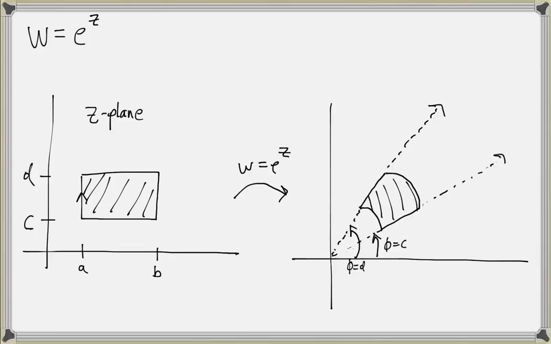So let's look at the corresponding images of the edges of the rectangular region. The edge going from height c to d on the vertical line x equals a would get mapped onto this arc, the smaller arc closer to the origin at radius e to the a, and then the other parallel side would get mapped to the larger arc, and the lower horizontal edge would get mapped onto the ray with measure c, and the final edge would get mapped onto the ray with angle measure d.